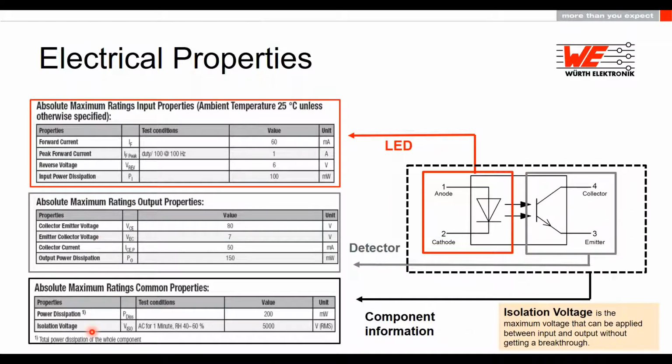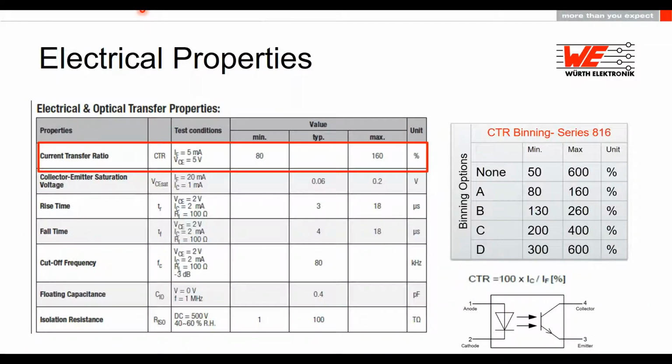And here we have the isolation voltage. This is one of the most important parameters for an optocoupler, because this isolation voltage is the maximum voltage that can be applied between the input and the output pins without any breakthrough. So these are the absolute maximum ratings. Now we can continue with the electrical and optical transfer properties.